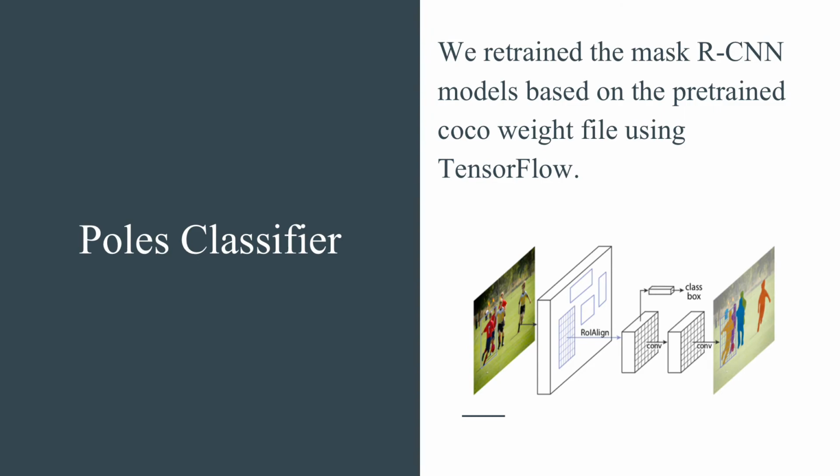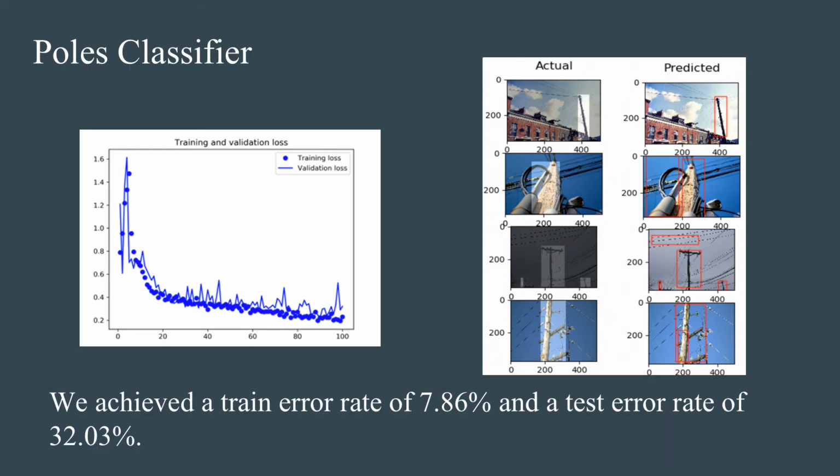And finally, we got this result. The training error rate is about 3.86%, and the test error rate is about 32.03%. It's not bad. To see the performance, we randomly selected 4 images from the dataset. The left column is the actual images that we labeled, and the right column is the prediction from the model we trained. You can see the performance is very good.